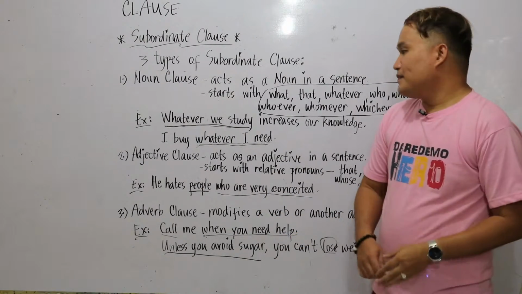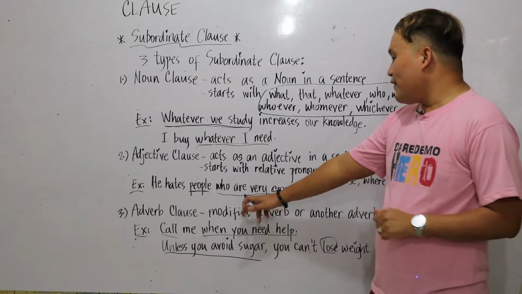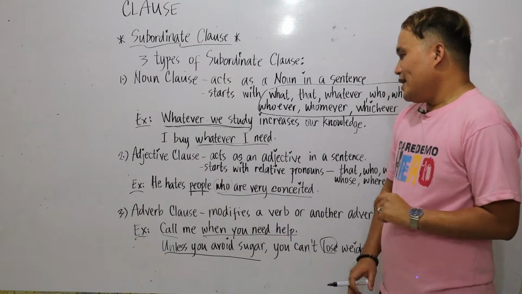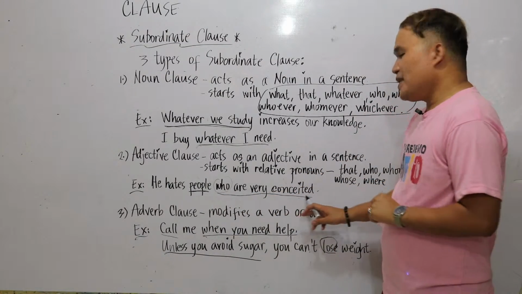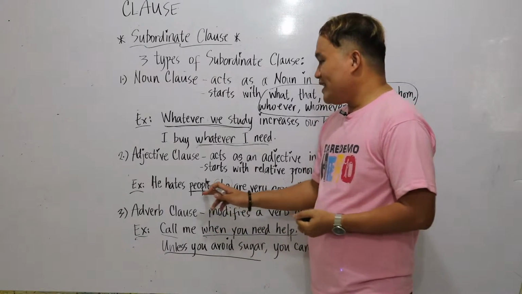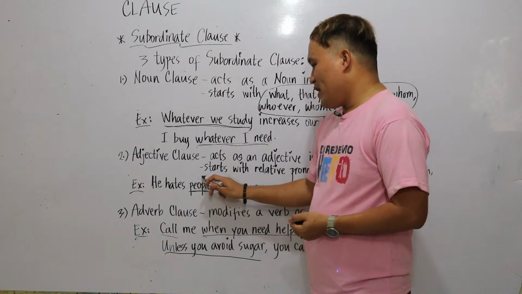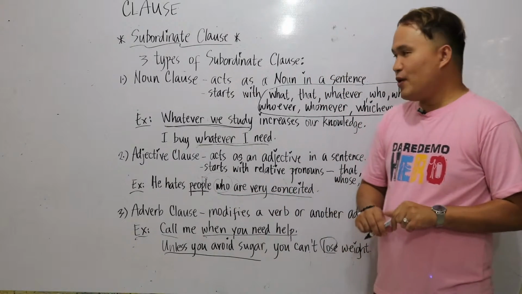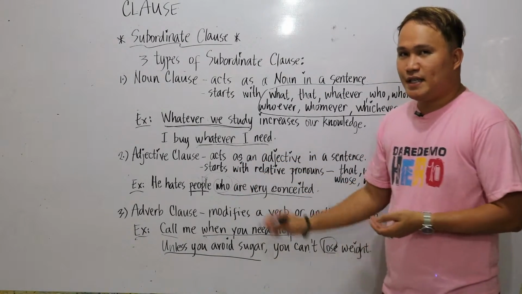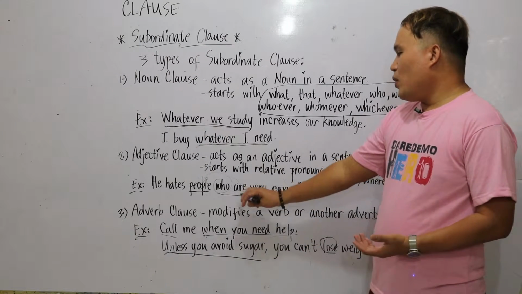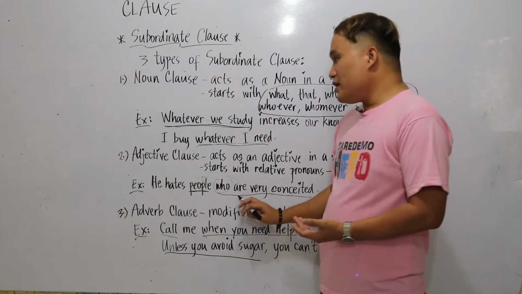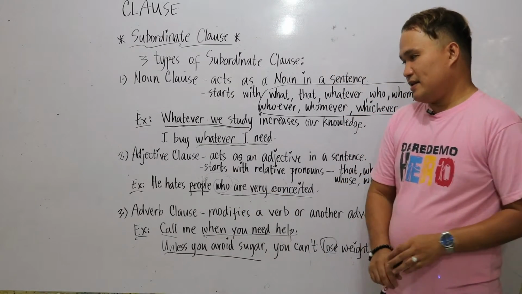Anyone? Apparently it's the who are very conceited because it starts with the relative pronoun who. This is one clue. And second one, who are very conceited here modifies what? Or what does it describe? Or who does it describe? It's the people. Very good. There you have it. So remember, adjective clause always acts as an adjective in a sentence. So who are very conceited modifies people. Who are very conceited is our adjective clause in this sentence.